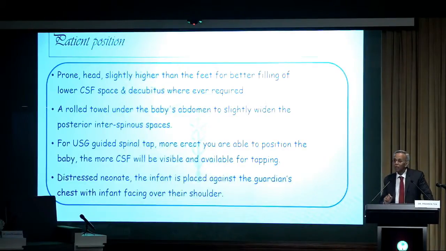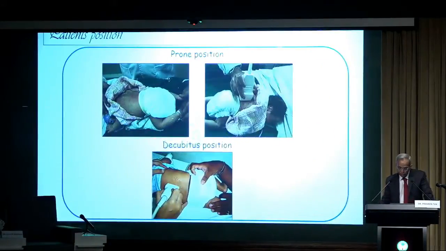At the same time, whenever we have a distressed neonate, this is one of the situations where we would like to make use of the parents or the mother, in order to take her around the lap, so that you can make the baby lie down on the lap or the shoulder of the mother and try to evaluate the neonate.